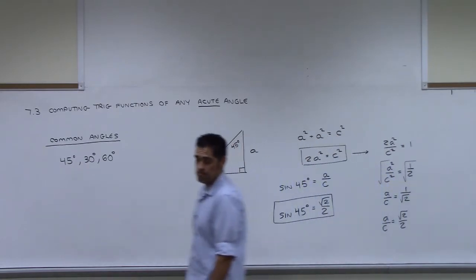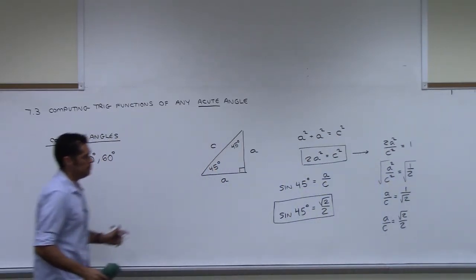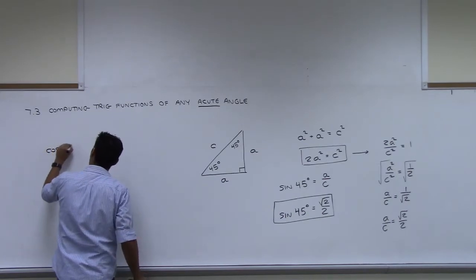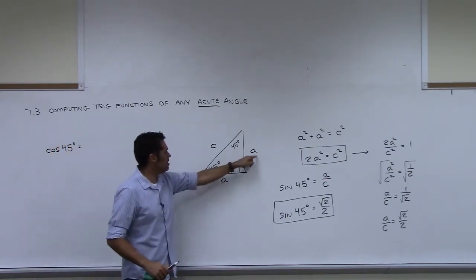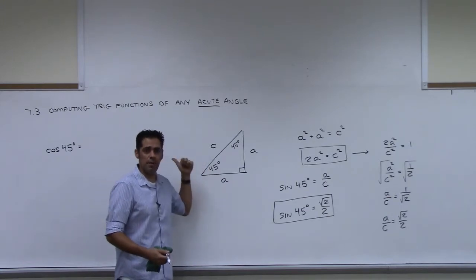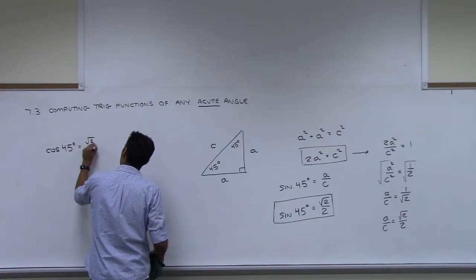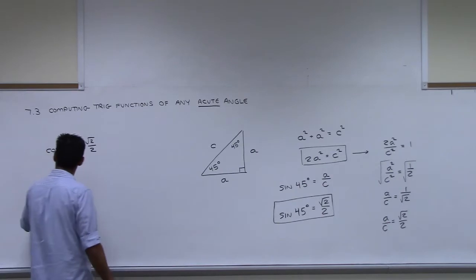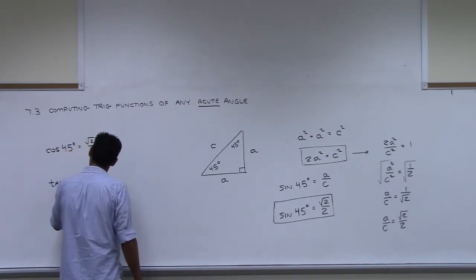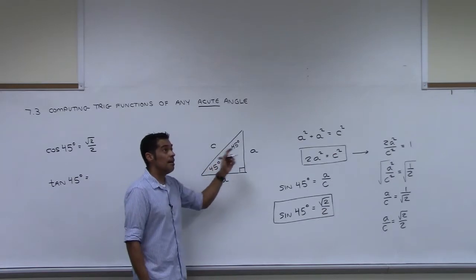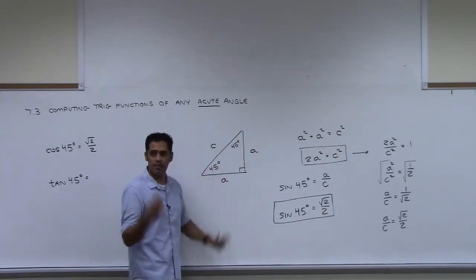Now, what about cosine? What would be the only difference I would have if I was trying to do cosine of 45 degrees? Cosine of 45 degrees, instead of doing this side over this side, I'd be doing this side over this side. But it's the same thing, right? A over C again. So this should also be root 2 over 2. Right? Okay. Now, let's go after the third one, tangent. What's tangent of 45 degrees? Well, off of this triangle, tangent is the opposite over adjacent, right? 1. A over A, that's 1.